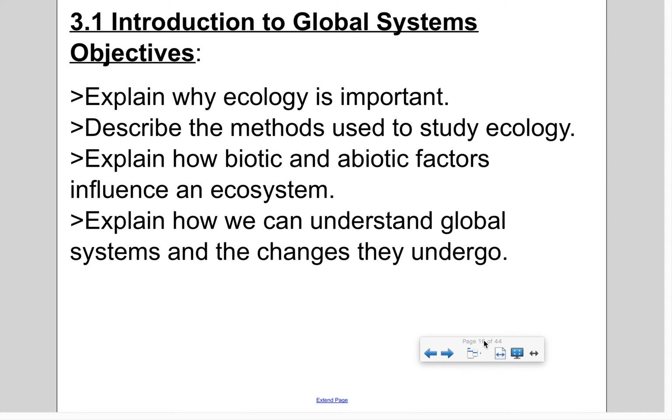So that's 13.1, Introduction to Global Systems. We talked about why ecology is important, study interactions, can we make the environment better, methods: observation, modeling, and field experimentation, biotic and abiotic factors and how they influence the ecosystem, breaking it down, but together you get that environment, and then the 4 global systems and how they do affect each other.